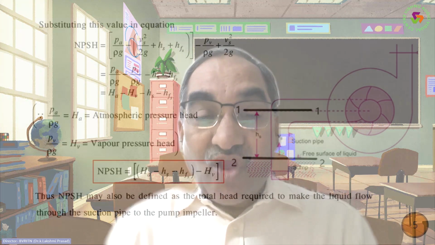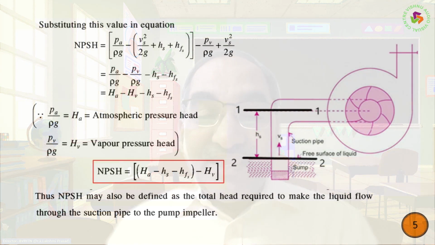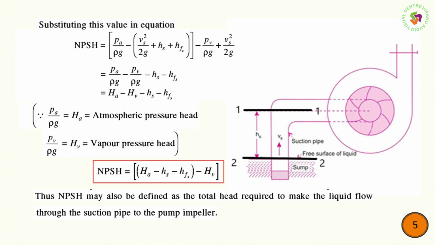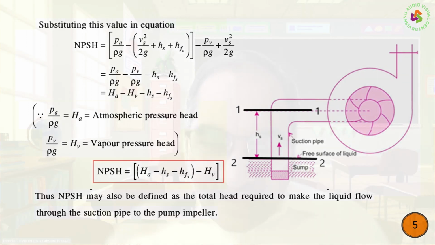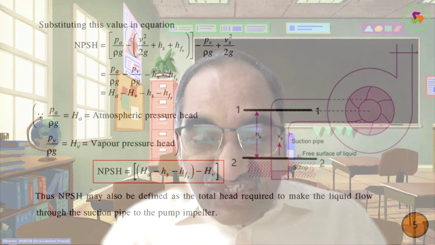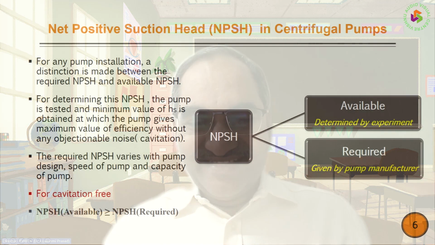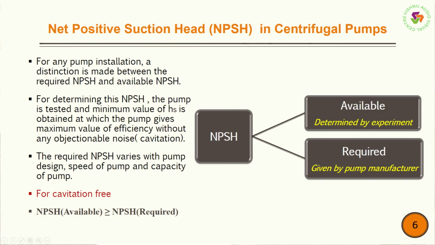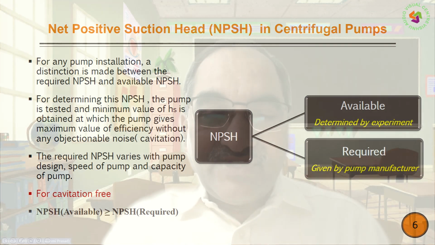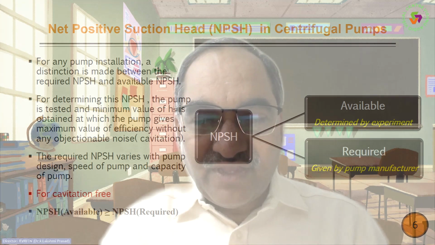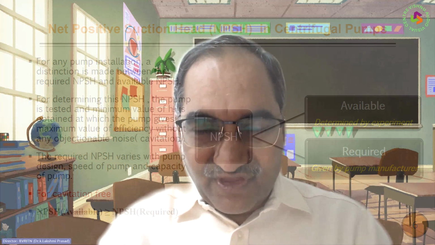NPSH. This is commonly called NPSH, net positive suction head. This also is a definition which really helps in prevention of cavitation. That is the second thing. And the third one is cavitation. I don't want to define it again and again, but how you can prevent cavitation in the case of centrifugal pumps.